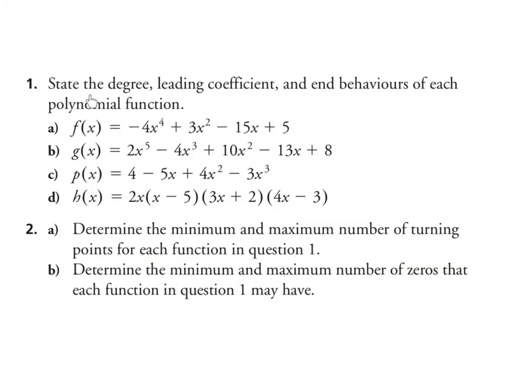All right, state the degree, leading coefficient, and end behaviors of each polynomial function. Let's try that out. Here we have f of x is negative 4x to the 4 plus 3x squared minus 15x plus 5. Well, this is 5x to the 0, even though it doesn't show it. This is x to the 1, even though it doesn't show it. x squared, x to the 4. So the degree is whatever one's the highest, 4.